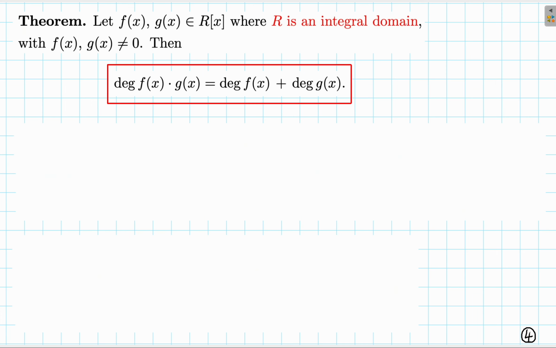And here's a generalization. Let f(x) and g(x) be polynomials in R[x], where R is an integral domain. For example, Z[x] could be our polynomial ring, with the polynomials f(x) and g(x) both not equal to 0. Then, as we saw in the example in the previous slide, the degree of the product f(x) times g(x) is equal to the sum of the individual degrees. In other words, degree of f(x) plus the degree of g(x).